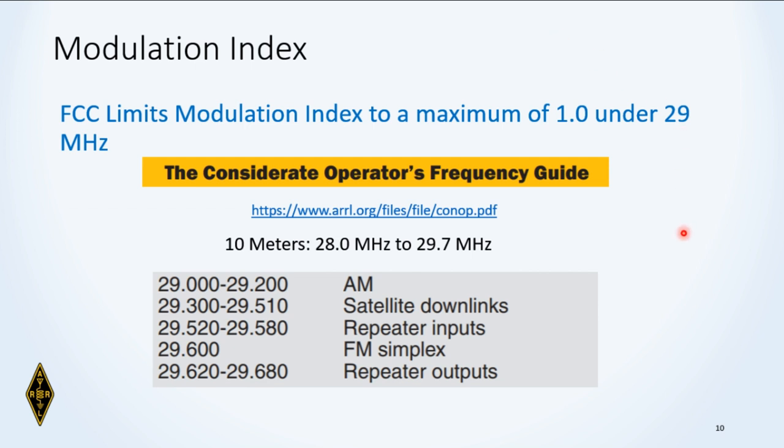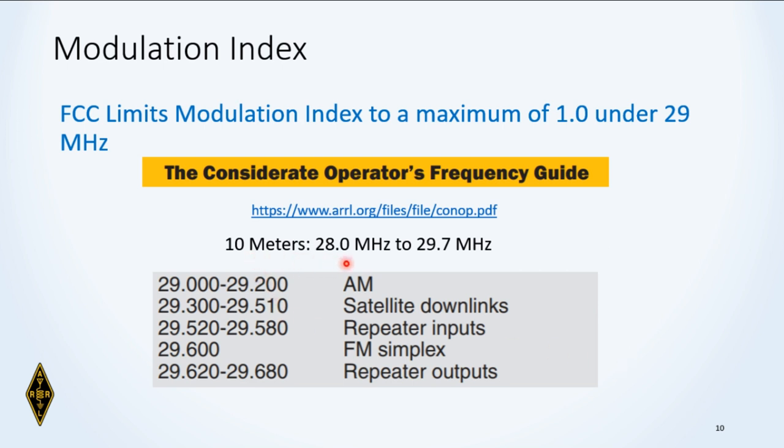And this, I added this slide from the last time we did this. And again, FCC limits modulation index to a maximum of 1 under 29 megahertz. And you might remember the considerate operator's frequency guide. We shared it in either the technician or the general class. And it said where you find certain kinds of frequencies within the ham bands. And I pulled out a section here that I'll show you.